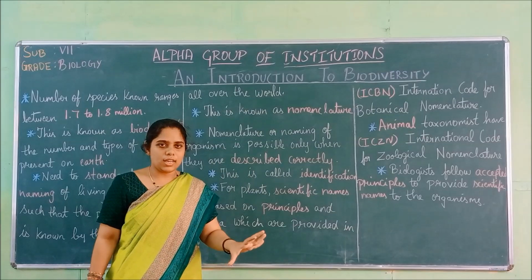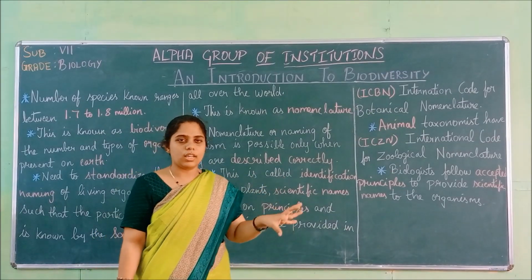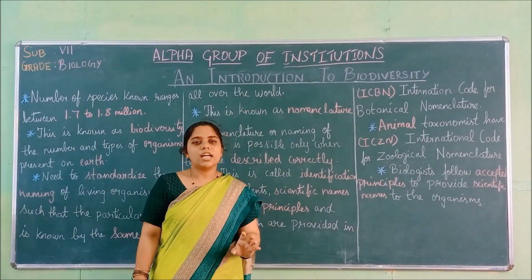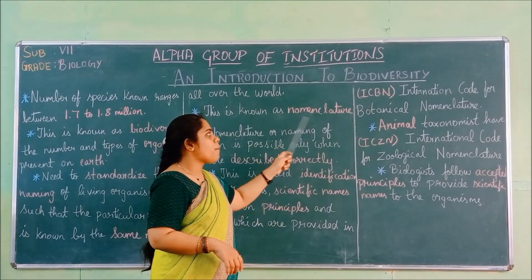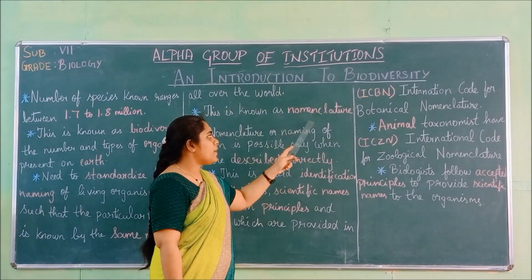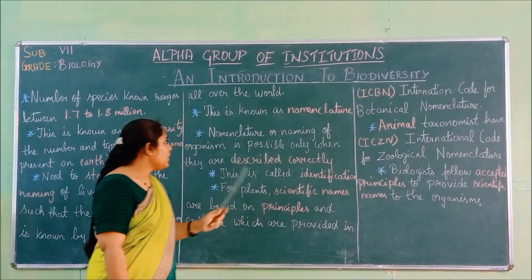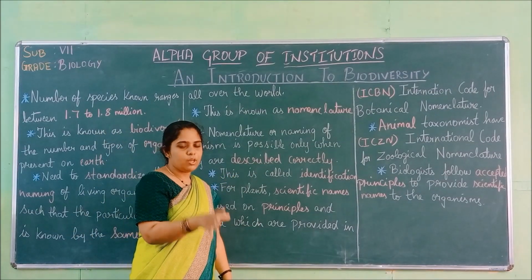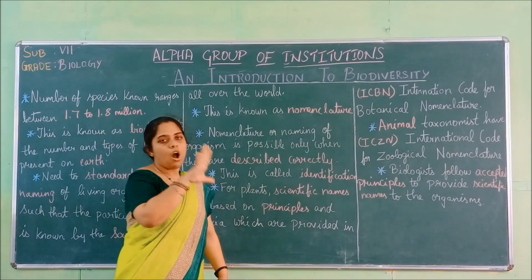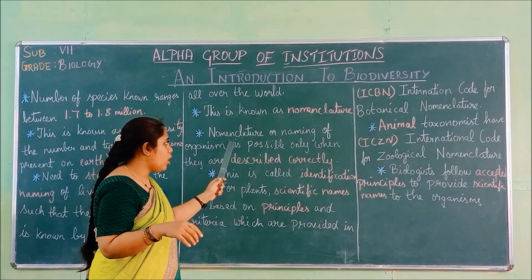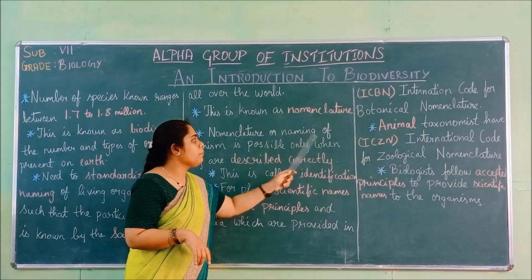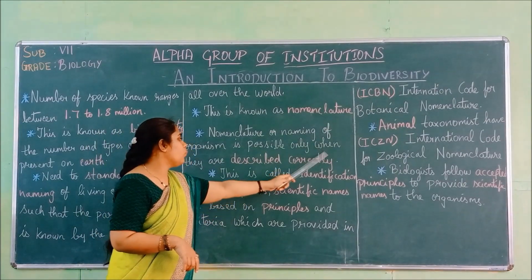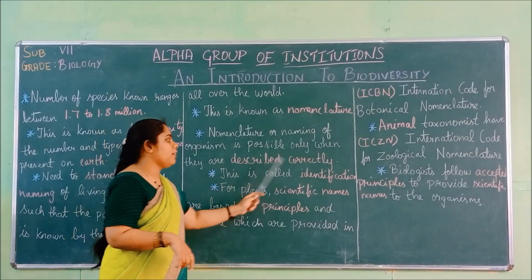So when a name is given to an organism, the whole world will use the exact same name. That is called nomenclature. Nomenclature, or naming. So naming one organism, that name will be used all over the world. Nomenclature or naming of an organism is possible only when they are described correctly.